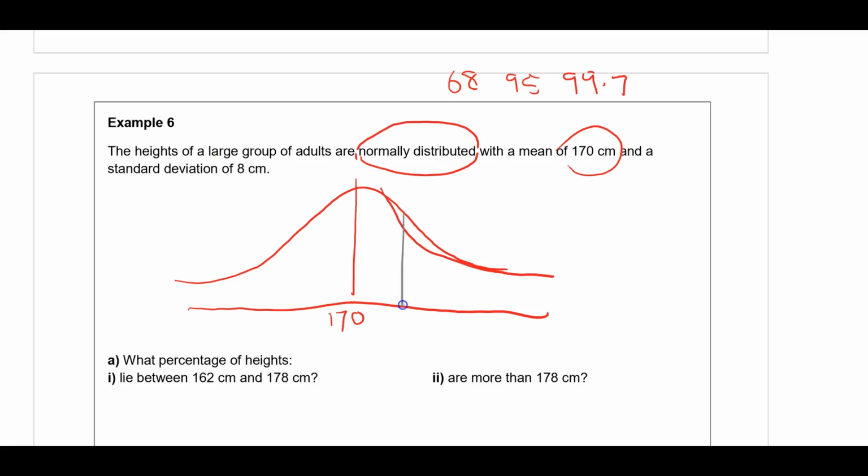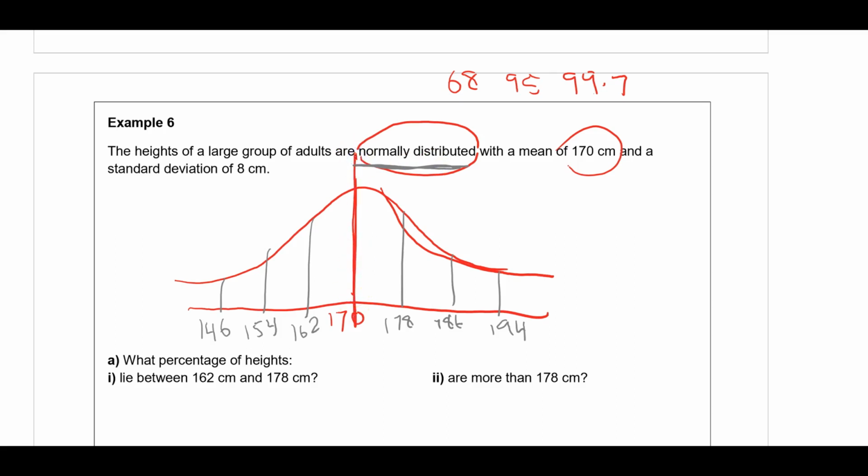So I'm going to add 8, 178 for one standard deviation, going to add 8 again, 186, and I'm going to add 8 again, 194. I'm going to subtract 8, 162, I'm going to subtract 8, 154, and I'm going to subtract 8 to give me 146. Now every time you see a question that says normally distributed, you need to draw up this diagram.